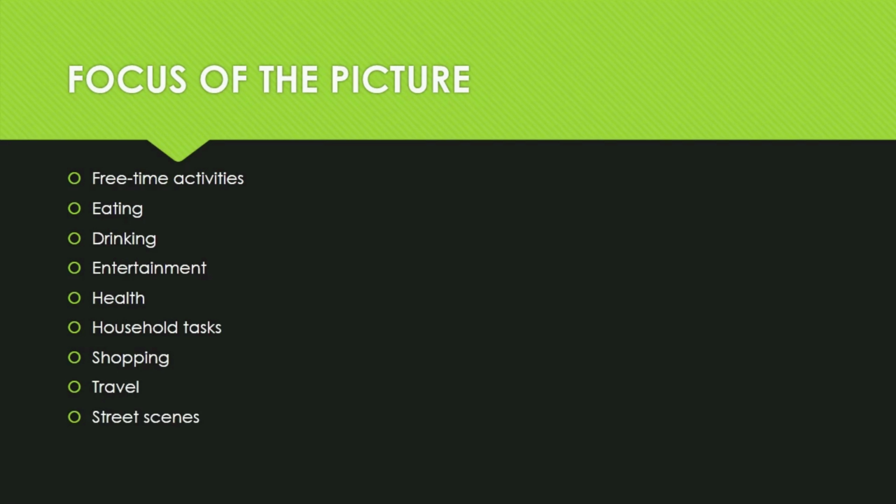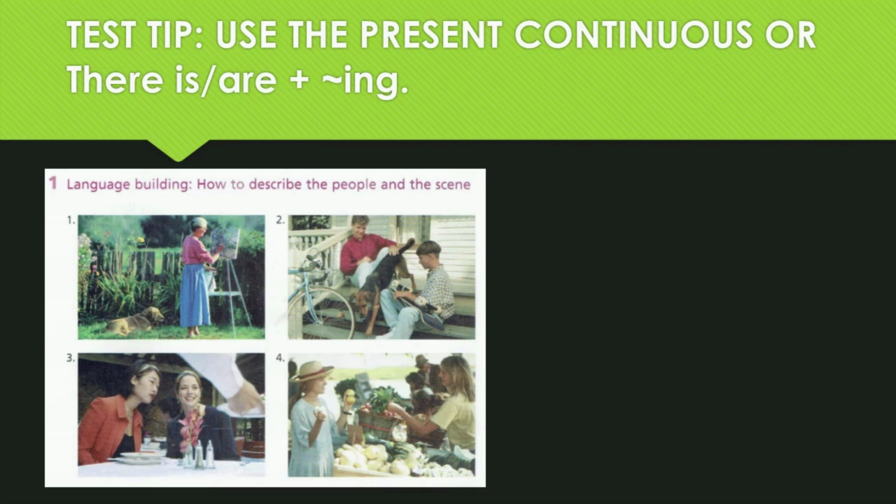So in this video, we're going to practice how to describe the scene and the people and how to plan and organize your response. First part, language building. This is how to describe the people and the scene. The first test tip is to use the present continuous, or use there is, there are, plus -ing.